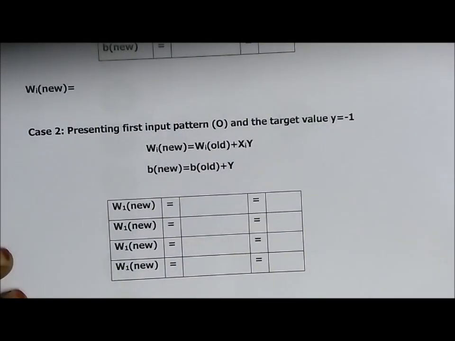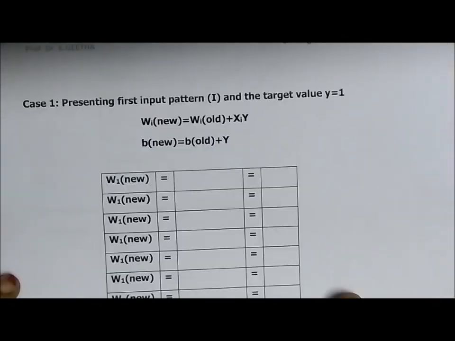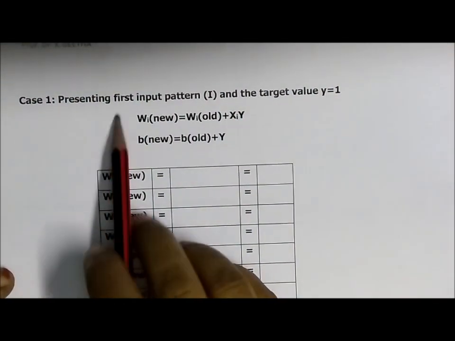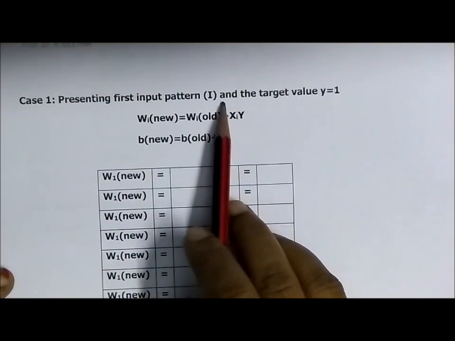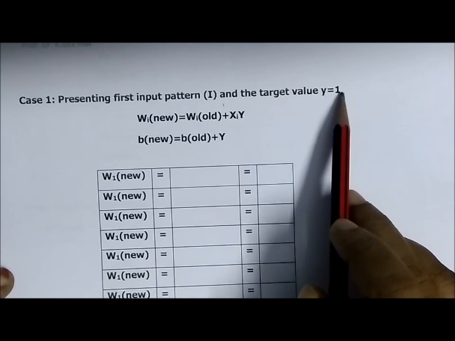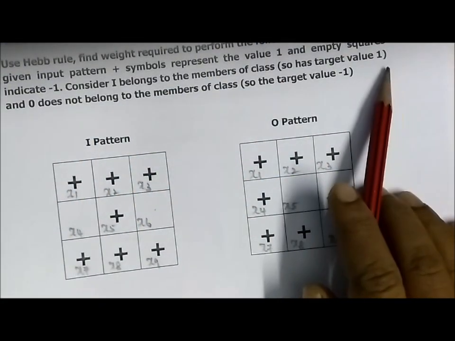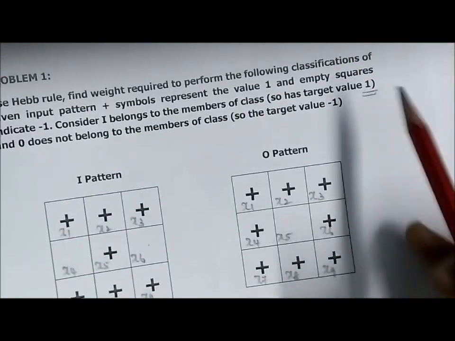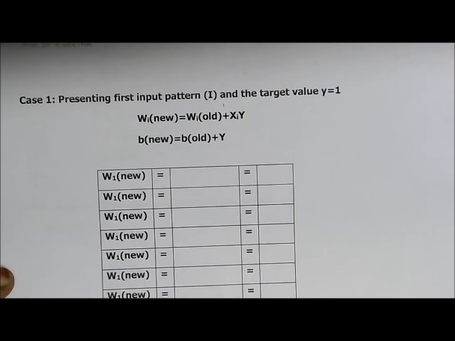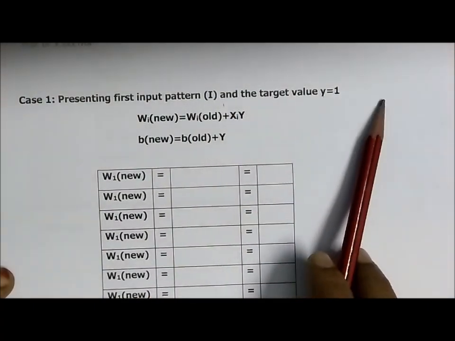bias to 0. So in the first case, we present the first input pattern I and the target value. What is the target value for the input pattern? That is 1. What we have specified here, the target value is 1. So we present the first input pattern I and the target value y is equal to 1.